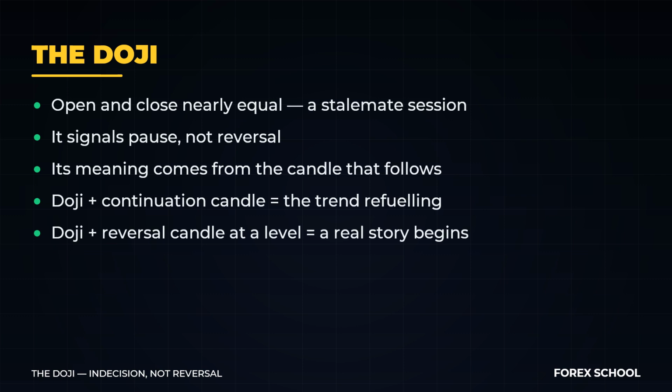A doji followed by a continuation candle means the trend was refueling. A doji followed by a genuine reversal candle, at a level that matters, is the beginning of a story. The doji asks a question. The next candle answers it.